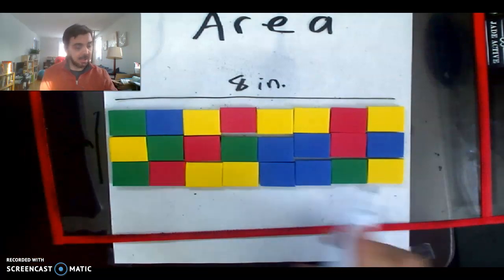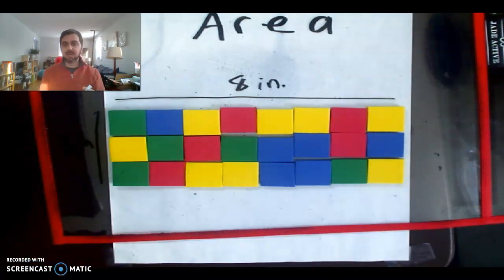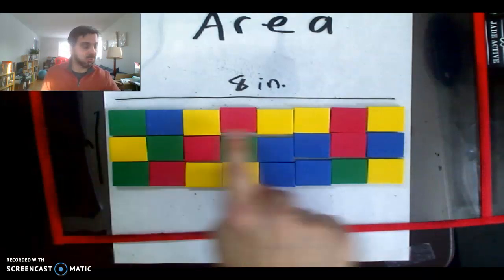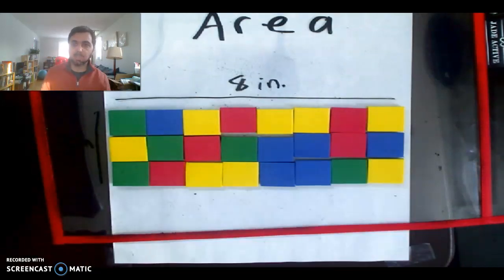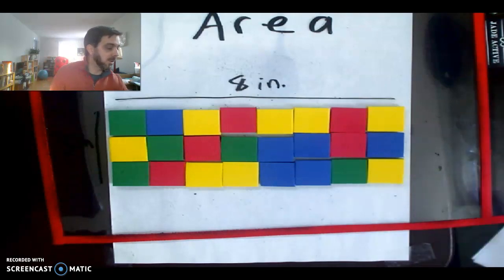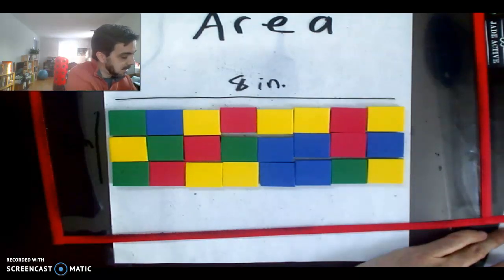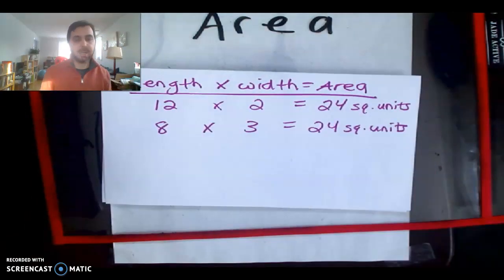And the area is still 24 because 8 times 3 is 24. Or you could think of it as 3 rows of 8 equals 24. So I'm going to record that as well. The length was 8, the width was 3, and that gives us 24 square units or inches. Okay, so we know that 8 times 3 is 24, and 12 times 2 is also 24.